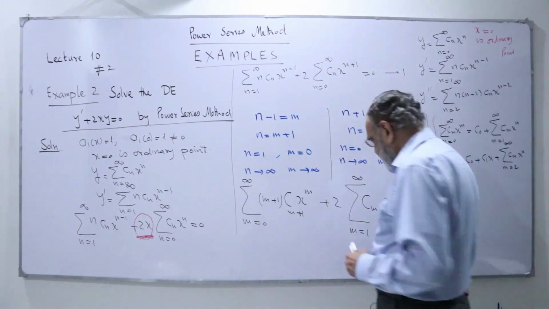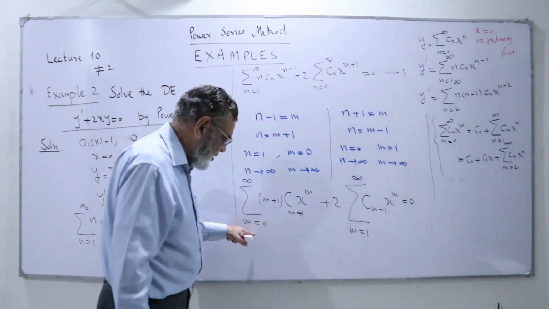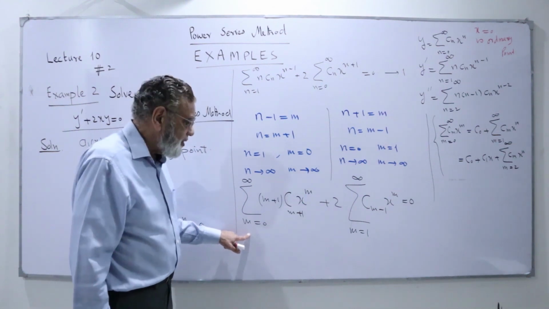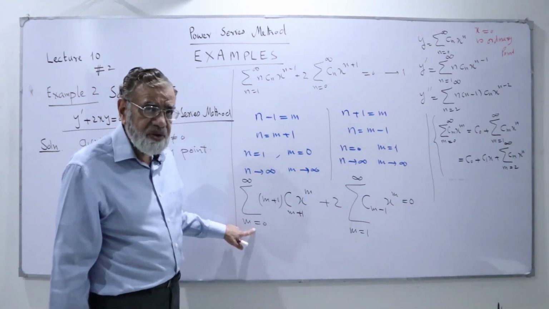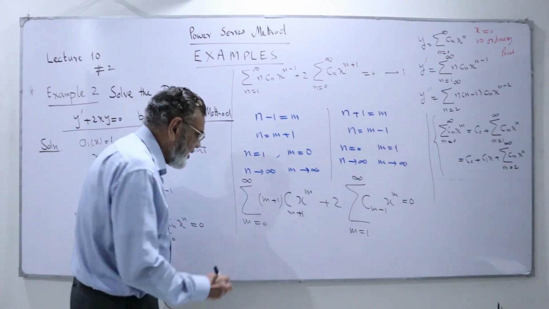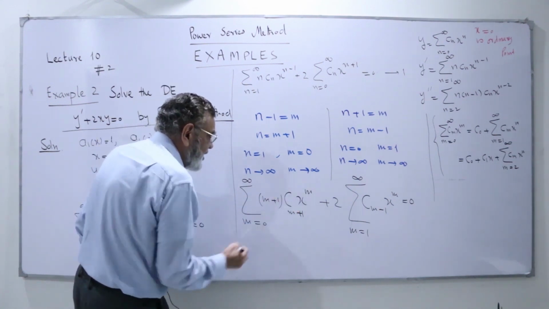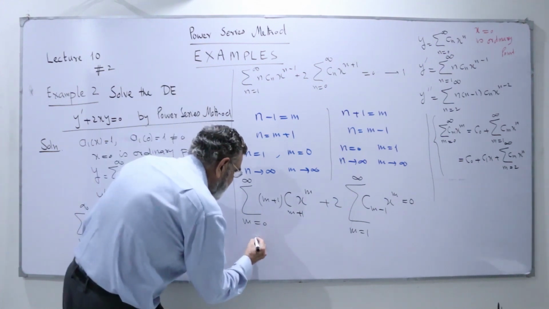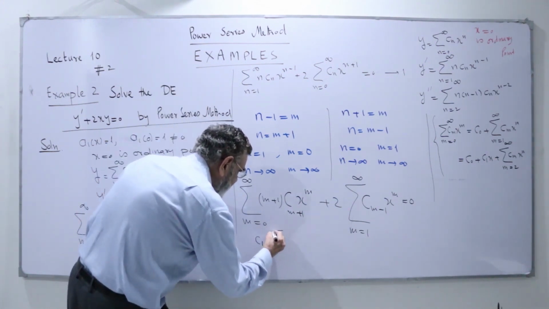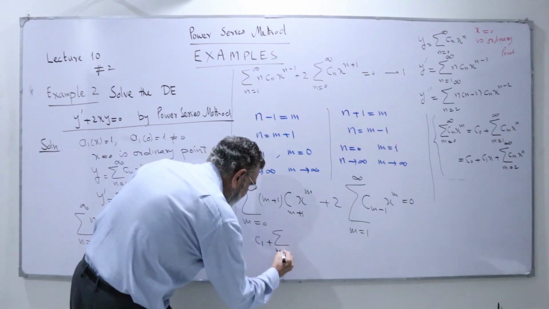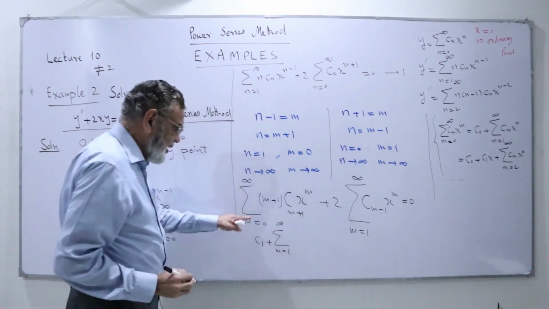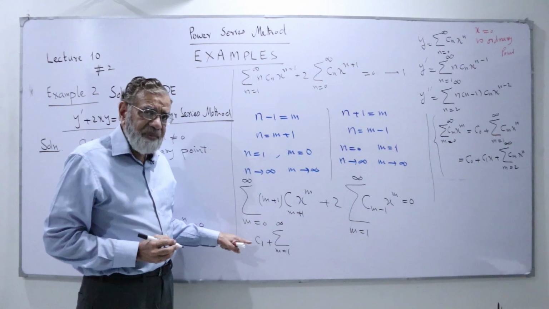Now here we can see this summation is from 1 to infinity, this summation is from 0 to infinity. So what do we take? We take the term with m equal to 0 out. When I take m equal to 0, I get here c1, and m equal to 0 is 1. So we get here c1 plus sigma, we have m from now 1 to infinity, because from here we have taken already the term m equal to 0 out.